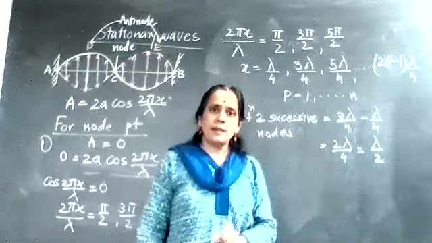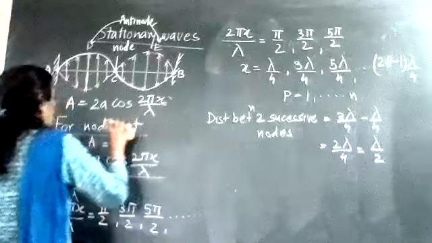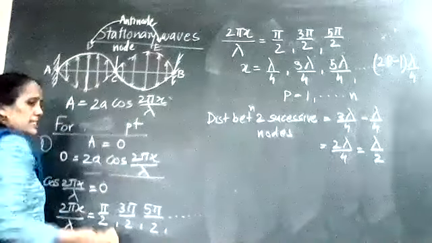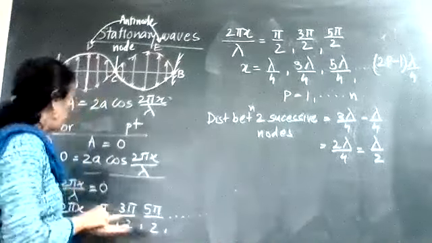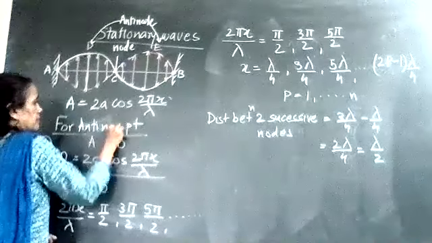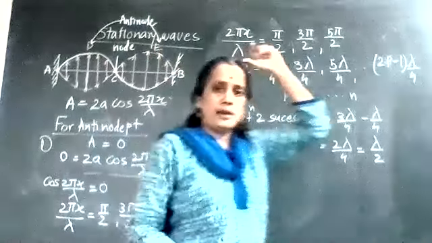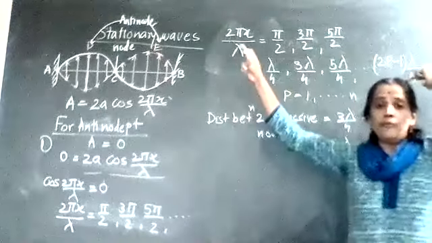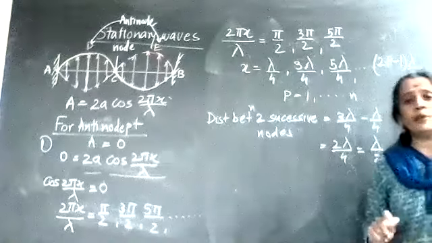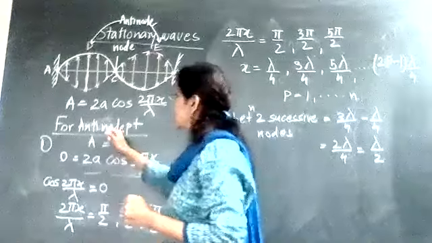Getting? Now similarly, I can find out for the anti-node point. So now I will write for the anti-node point. Now already in the diagram we have seen the anti-node. For the anti-node, what is the thing? Amplitude is maximum. So for the anti-node, amplitude is maximum.